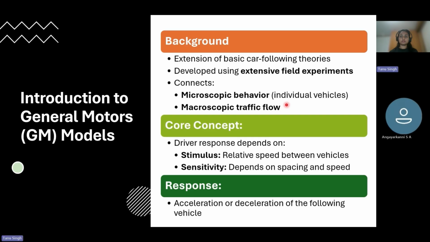So the basic idea here is very simple, that the driver response depends upon two things. First is stimulus, which is the relative speed between the leading and the following vehicle, and the second is sensitivity, which depends upon how far the vehicles are and how fast they are moving. And depending upon this stimulus and sensitivity, we get a response. So the response is in terms of whether the following vehicle should accelerate or decelerate.